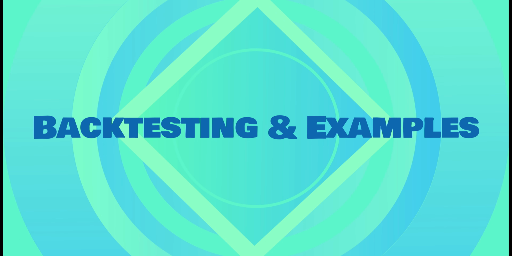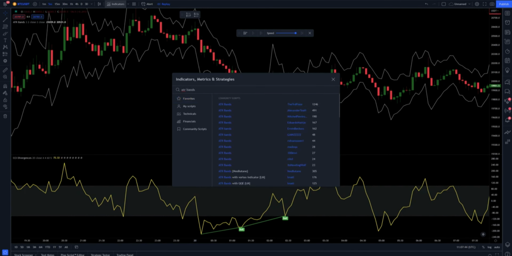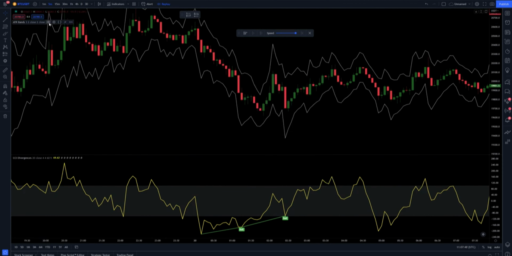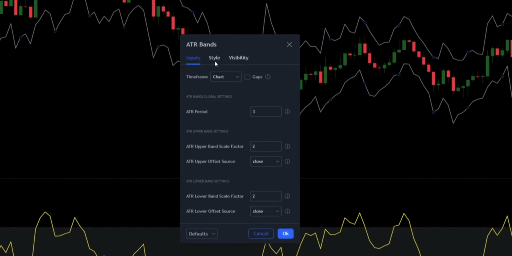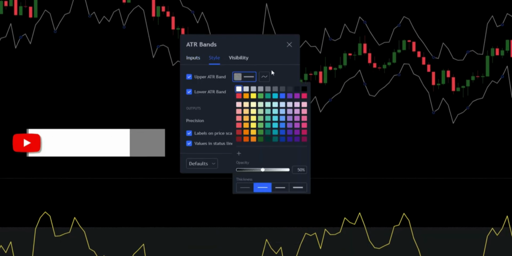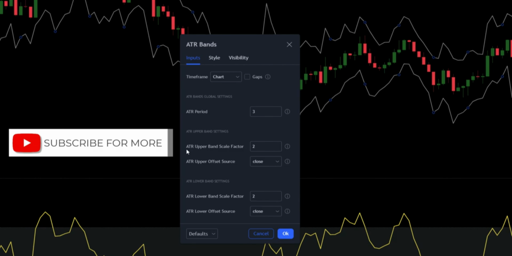Backtesting and examples. Now it's time to put this strategy to the test. Let's see how it performs on real charts. We'll start with EUR/USD on the 1-hour time frame. This pair is perfect because it trends cleanly and respects technical indicators.